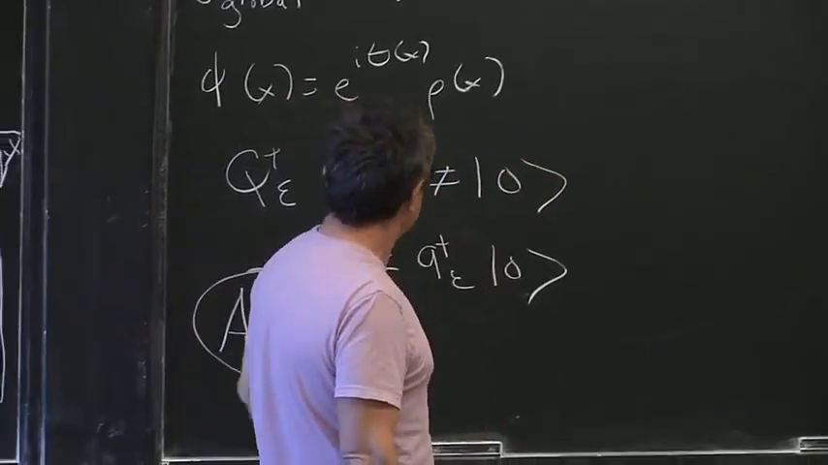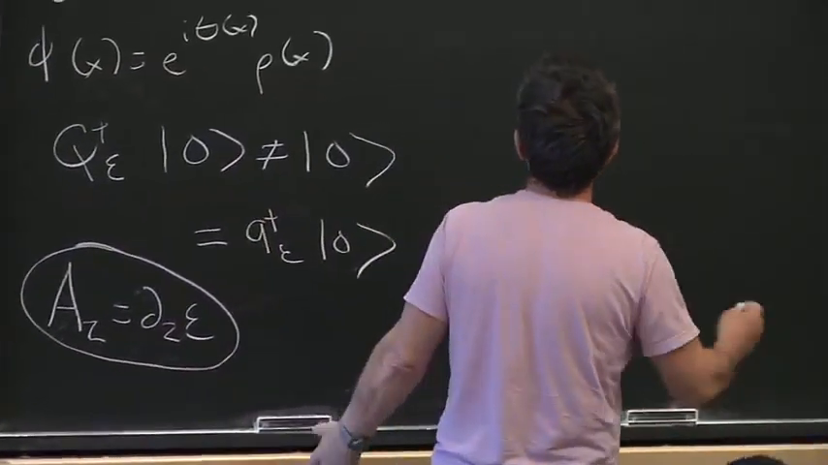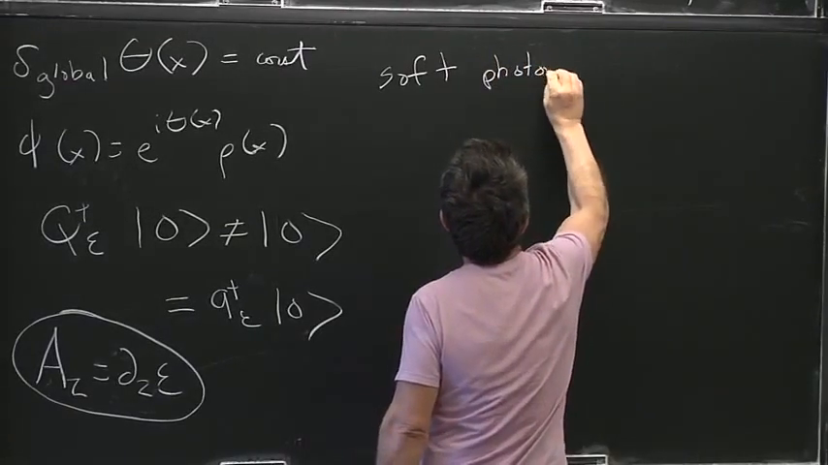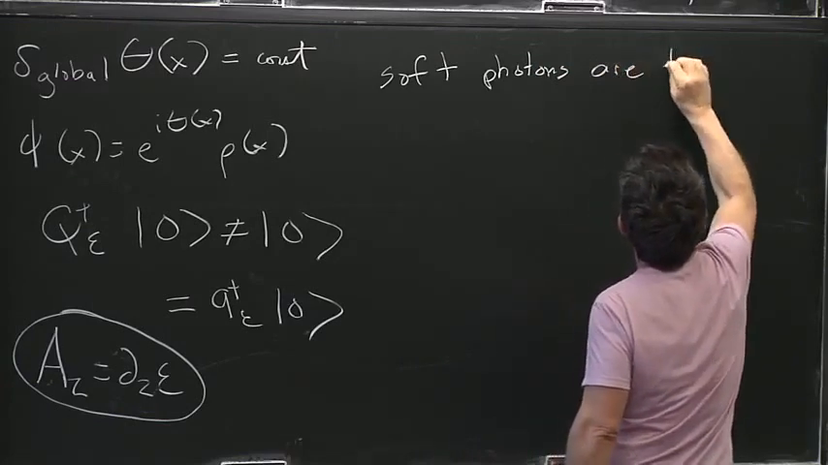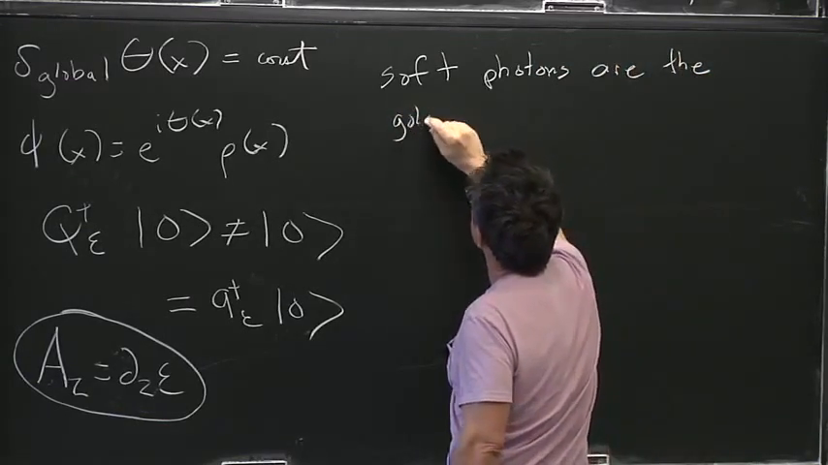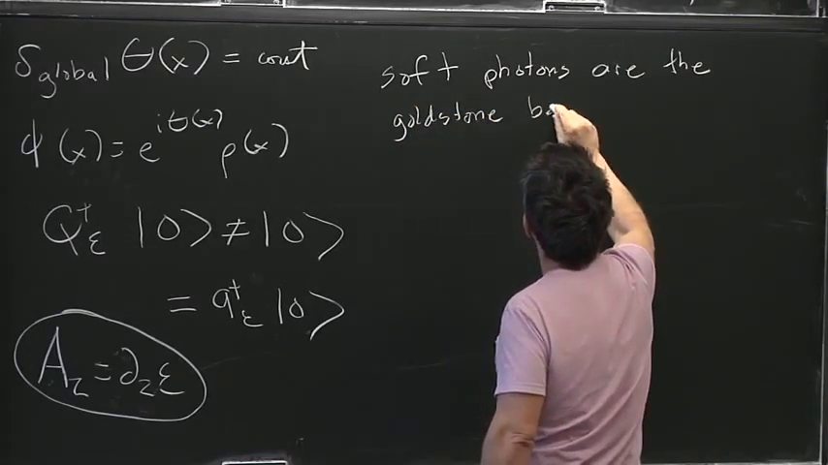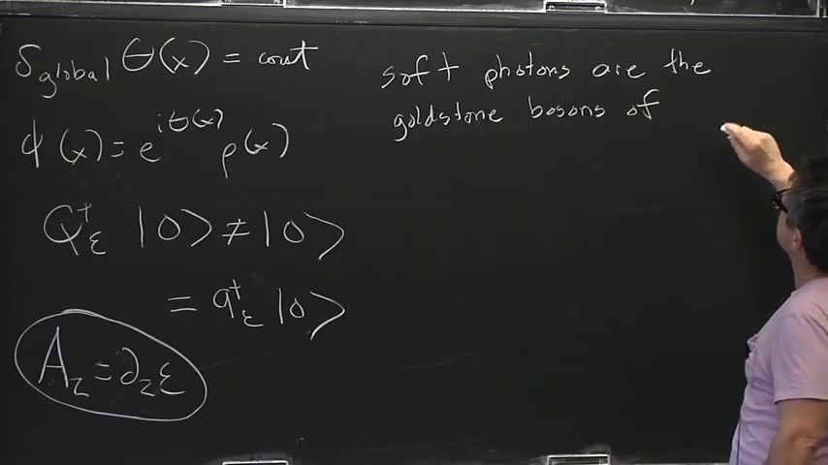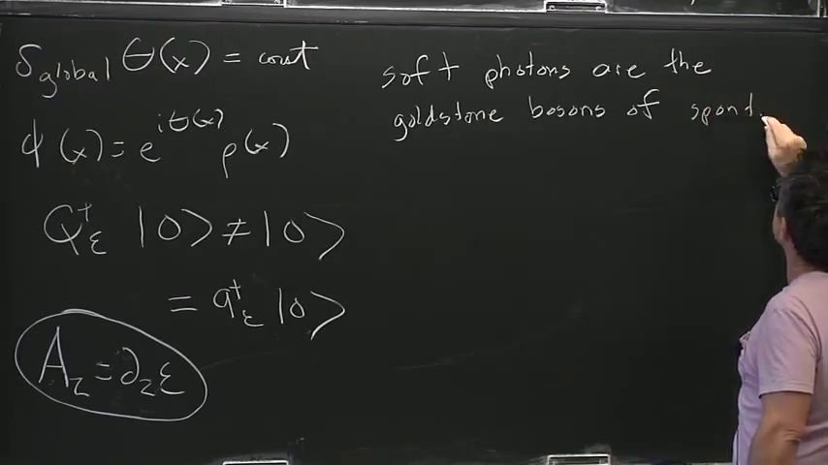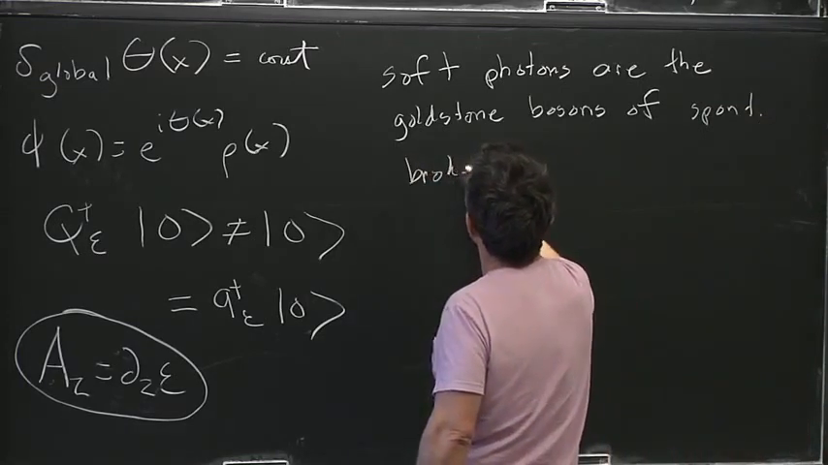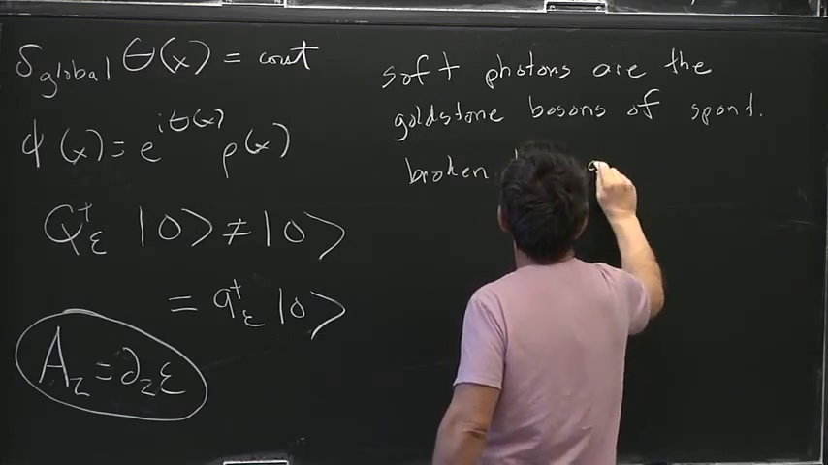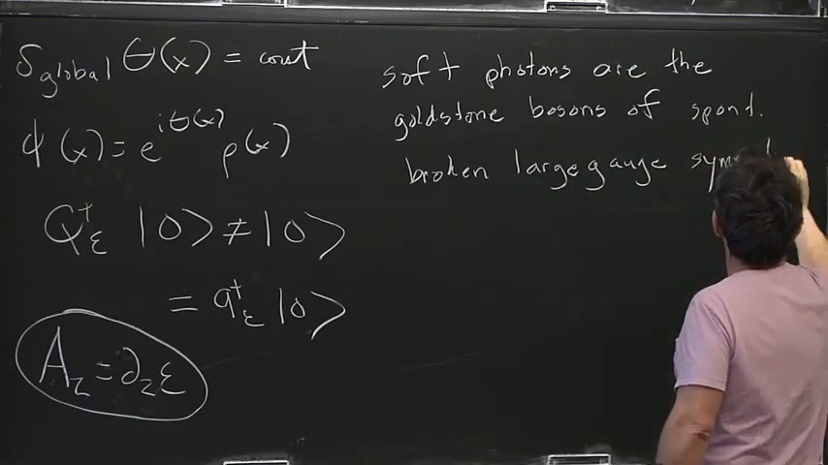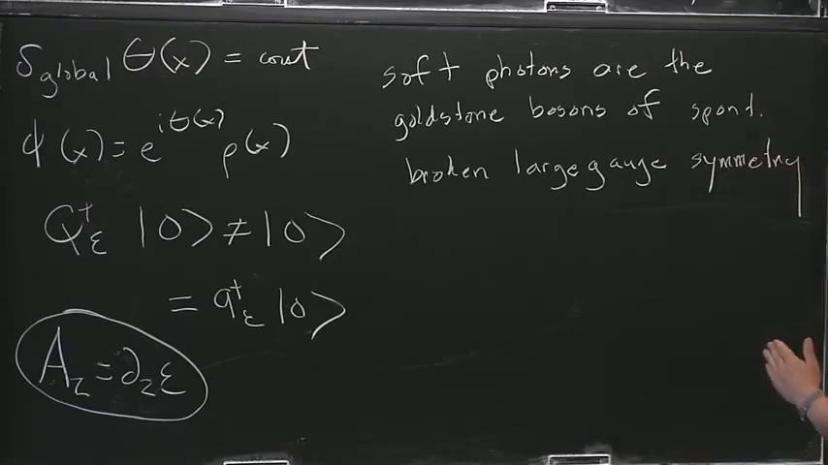Now, in that sense, what that would motivate us to say, and I would use this terminology, is that the soft photons are the Goldstone bosons of spontaneously broken large gauge symmetry. Now, I say it this way because I find that people understand what I'm saying better when I say it this way.